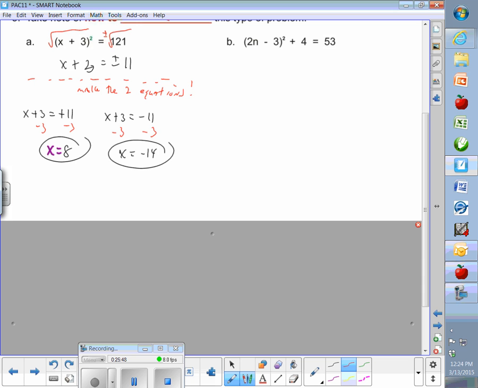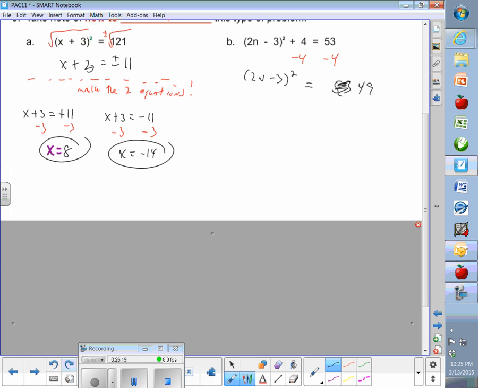Uh-oh. What should you do first on B? Somebody raise your hand and tell me what to do first on B. Gabe? Subtract 4. Excellent. Gabe says I have to isolate the square term. I'm going to move my 4 by adding a negative 4 to both sides. What's left on the left? 2n minus 3 quantity squared equals 49, right? 53 minus 4 is 49.